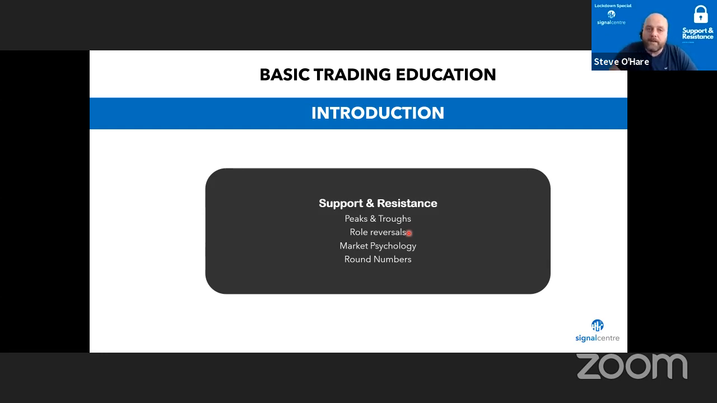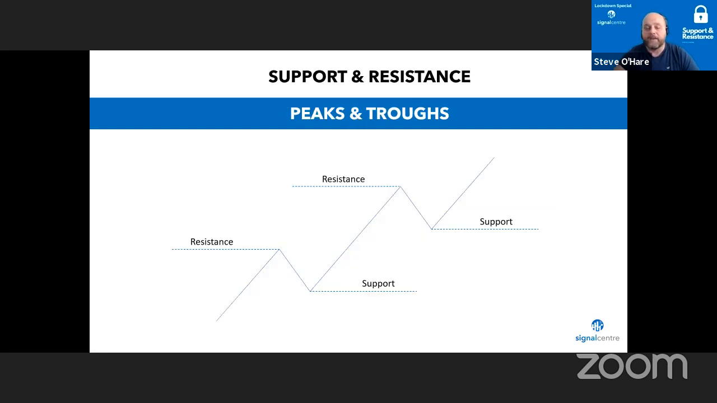Also, I'll talk a little bit about the market psychology of support and resistance, and how important it is in financial markets and trading. And finally, I'll say a little bit about round numbers and how traders very much are attracted by round numbers. So let's move on to an example of peaks and troughs.